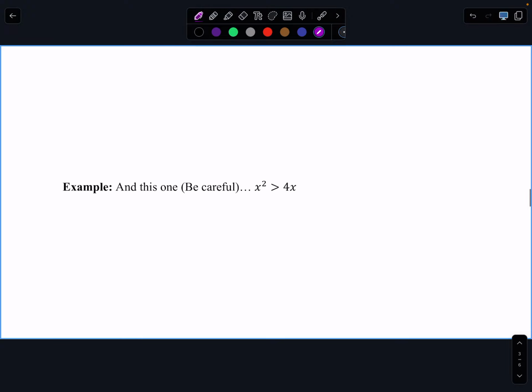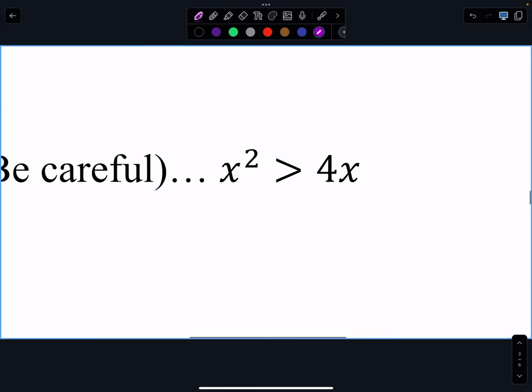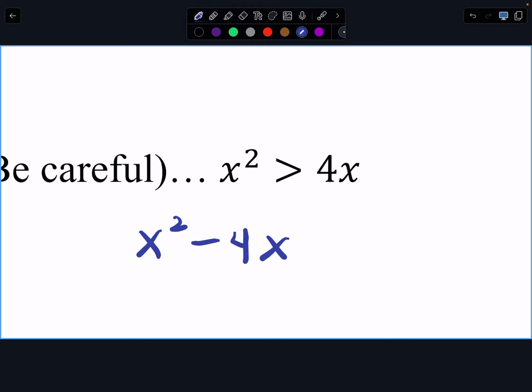Okay, ones like this always trip people up. Everyone always is like, oh, I'm going to divide by x. No, don't do that. You can't divide by an unknown and have it cancel. Not allowed. Illegal. But we can think same strategy that we just used. Let's first get 0 on one side of the inequality.